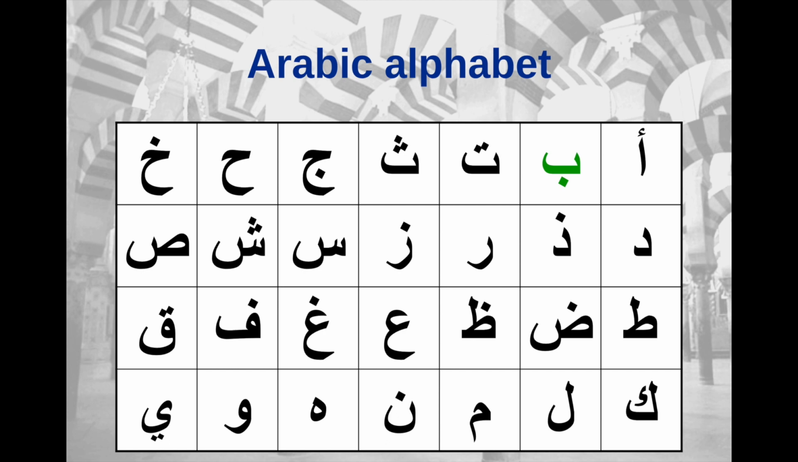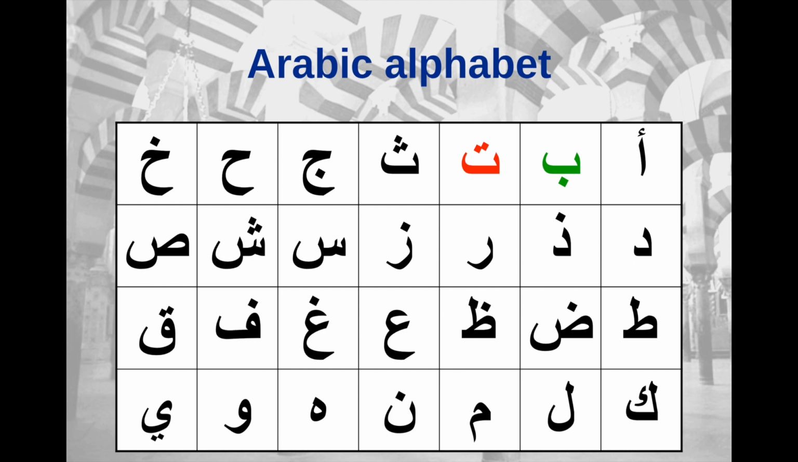Let's try now to find the letter Ta in the Arabic alphabet table. You have 5 seconds. Wahid, ithnan, thalatha, arba'a, khamsa. So by the way, I was just counting 1 to 5 in Arabic. So the result is the letter Ta is in the third position, just near the letter Ba.